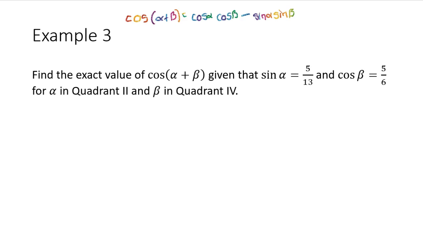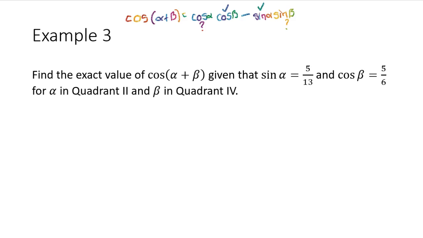Well, in my problem here, I'm given the sine of alpha, so that one I know, and I'm given the cosine of beta, so that one I know. The question is, how can I get this one and this one right here? And the answer is, we're just going to have to draw the triangles, and we'll have to find the cosine and the sine that are missing.